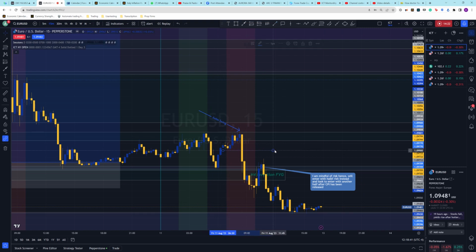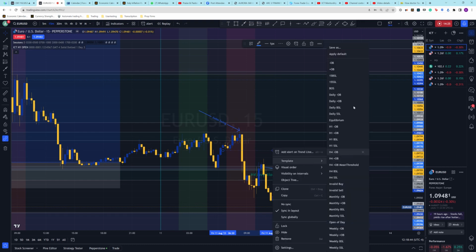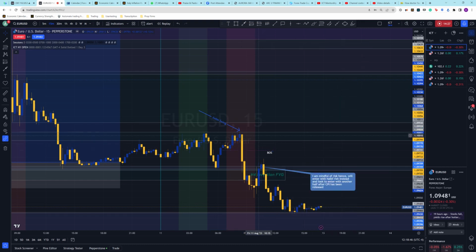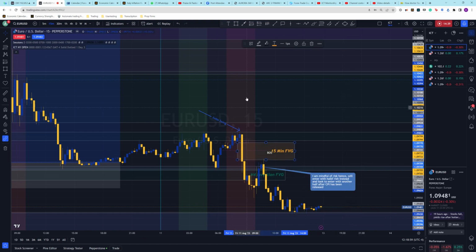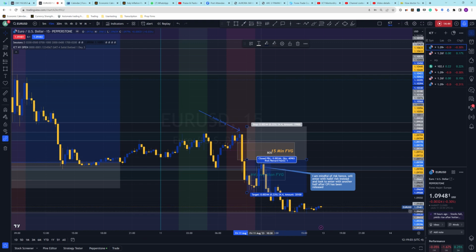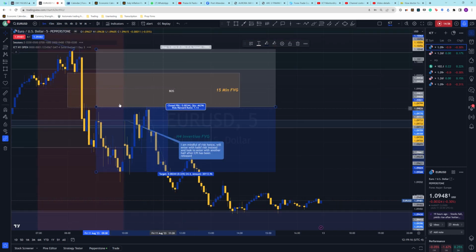So we have that break of market structure, or the market structure shift, on the 15 minutes. We have our fair value gap here. We have our 15 minute fair value gap here. And there we have our entry right there. It's valid because it's not past 11:30. So this would have tipped me in, and let's refine for the 5 minutes.